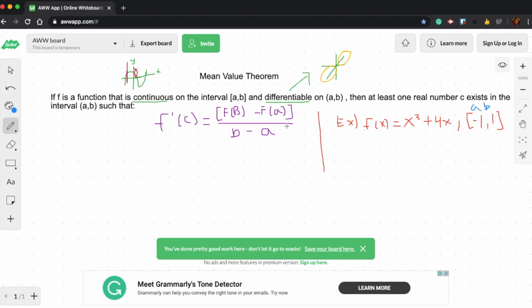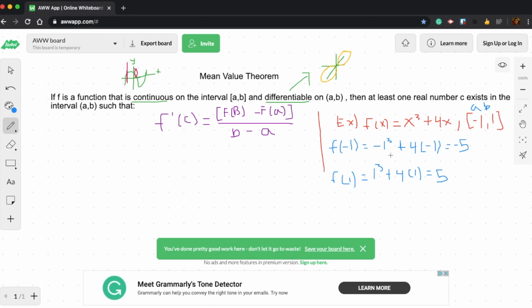All right, so to go ahead and use the mean value theorem formula in this, what we need to do is do f of -1, plug that into our equation that we have here, and then f of 1. So once you plug that in, it'll be 1 cubed plus 4 times 1, which is equal to 5. And then -1 cubed plus 4 times -1, which is -5.